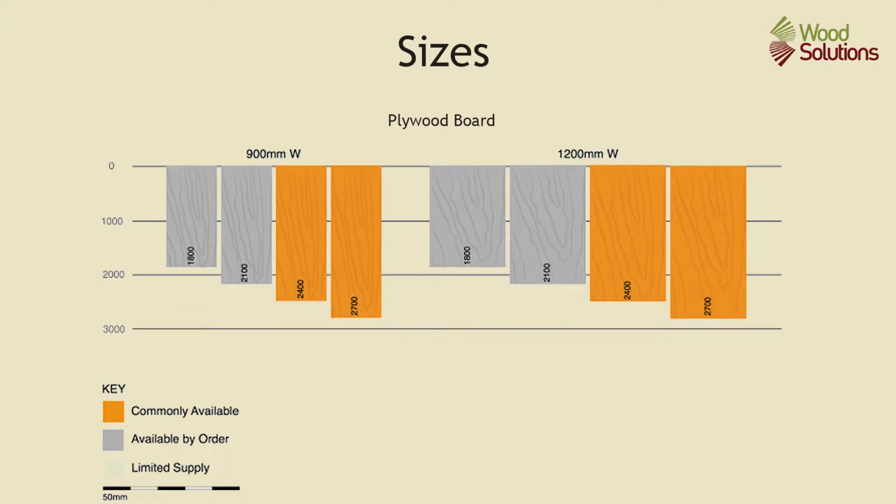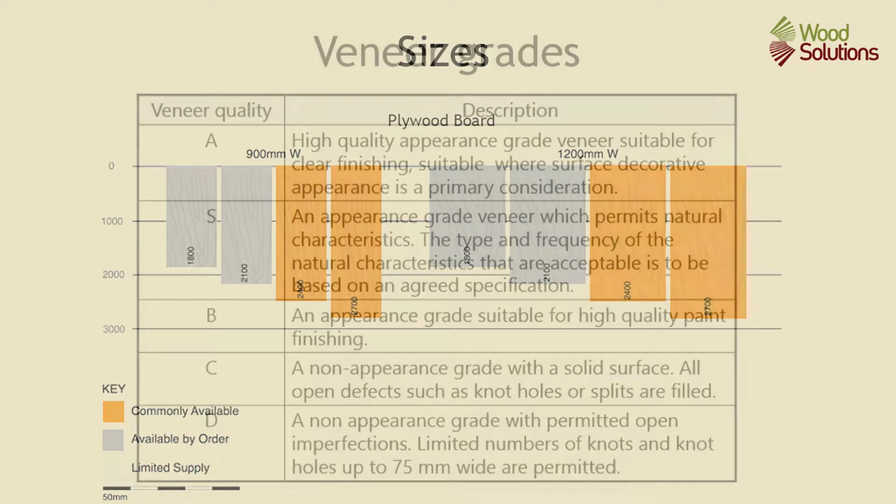Plywood is available in a range of sizes with two main widths, 900 and 1200 mm wide. The most common sheet lengths are 2400 and 2700 mm, though other sizes are available. There is a wide range of thicknesses in plywood available.